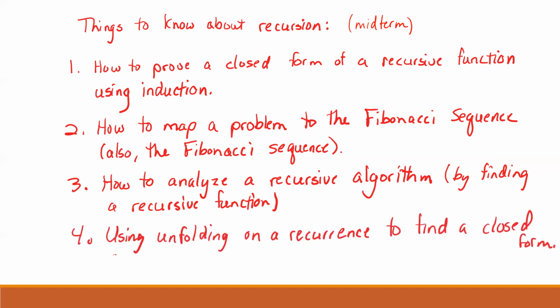And how to use unfolding on a recurrence to find a closed form. Right, so you should be able to take a simple recurrence, unfold it, find the pattern, and find a closed form for it. Okay, so those are probably the most important points that you should know about this chapter on recursion. Okay, questions?